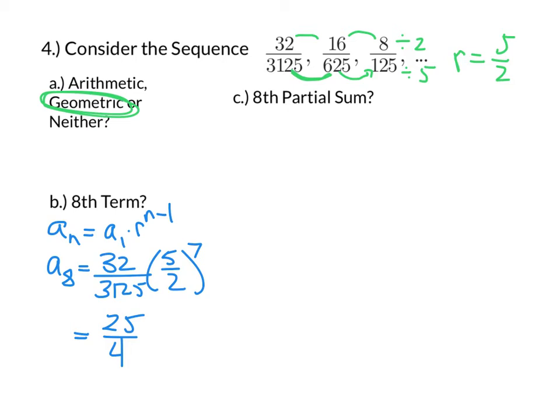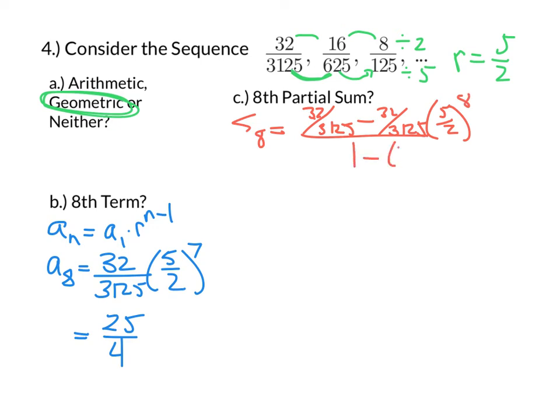The last thing we're asked to do is to find the eighth partial sum. So to find that sum of 8 terms of this geometric sequence, we're going to have to remember our formula for that as well. And so the nth partial sum of a geometric series is going to be first term, so the 32 over 3125, first term minus first term times the common ratio to the nth power. Common ratio was 5/2, and we're going to take that to the 8th power, all over 1 minus that common ratio.